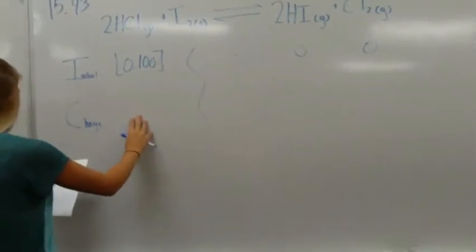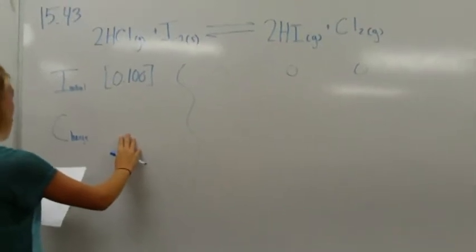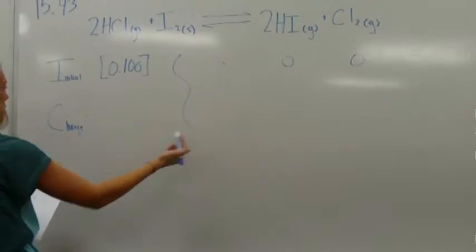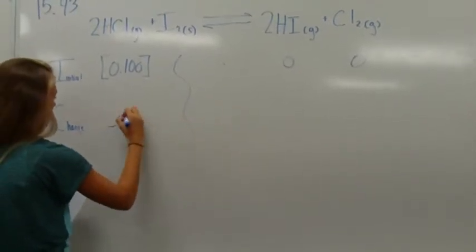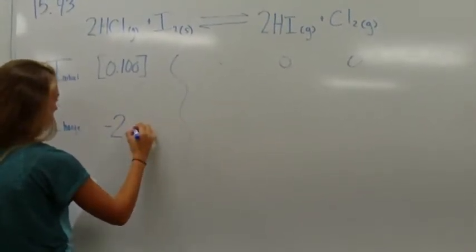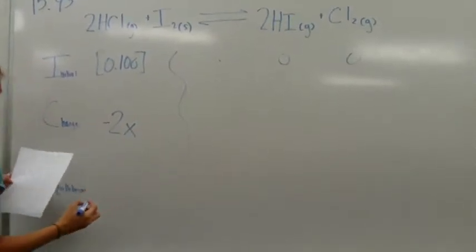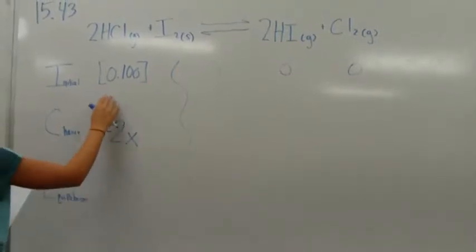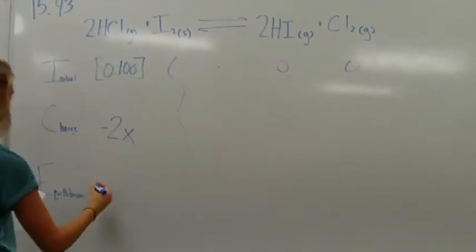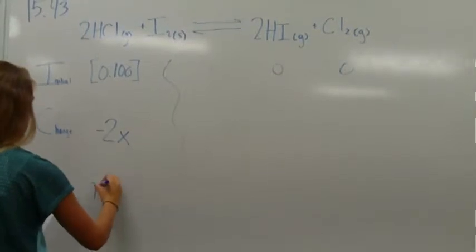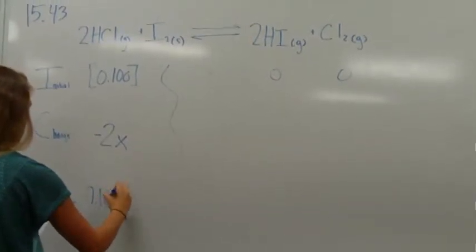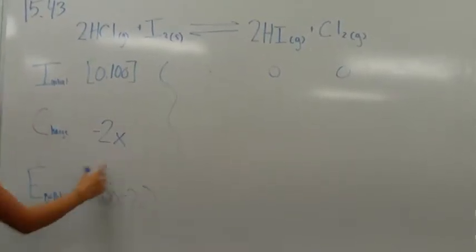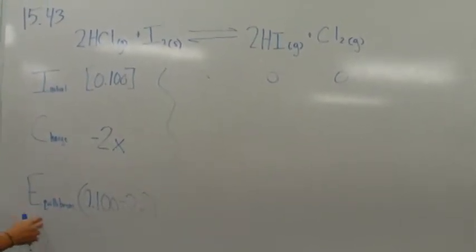Our change here, we're going to go from having 2 moles of it to having no moles of it. So it's going to be minus 2 of, we're just going to call it X. And then what you do to find the equilibrium is that you do this minus this. So it's going to be 0.1 minus 2x. And that's going to be the equation that we use to find the equilibrium concentration.